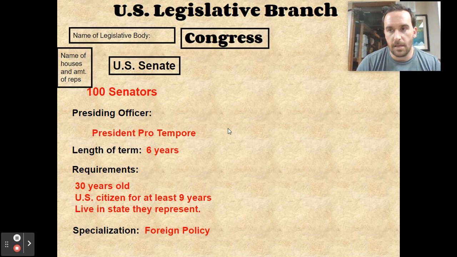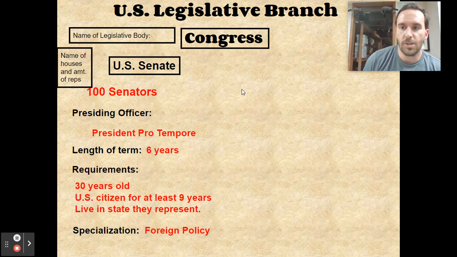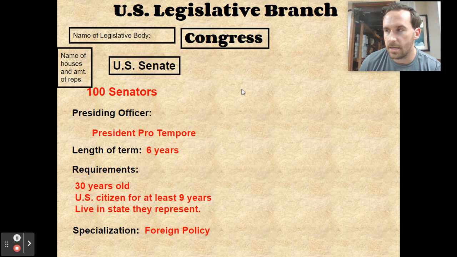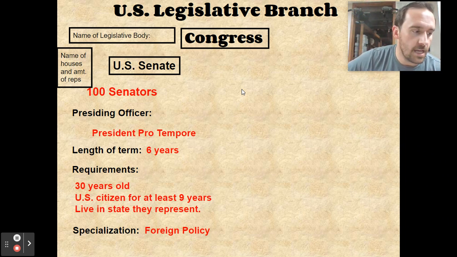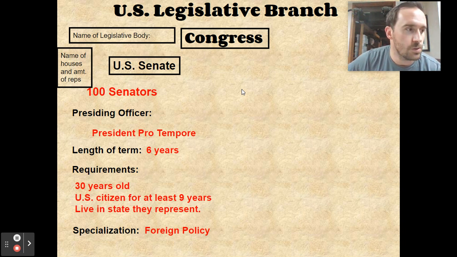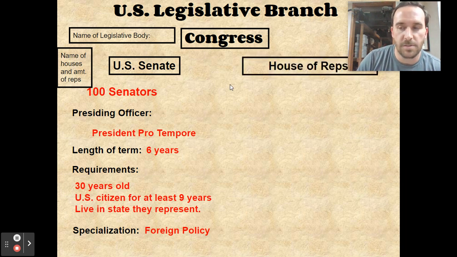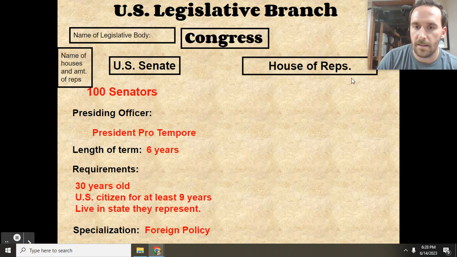The U.S. Senate specializes in foreign policy, so making deals with other countries. Right now, as the time of recording, Ukraine and Russia are in a war, and the U.S. Senate is deciding on whether or not we want to give aid to Ukraine, and if so, how much. They are the ones who start all the foreign policy talks. The Senate is in charge of something else. The reps are in charge of something else. So let's dig into them.